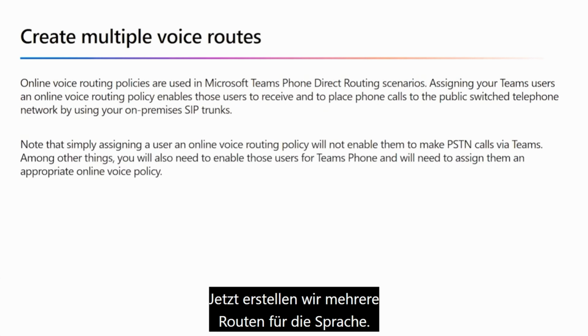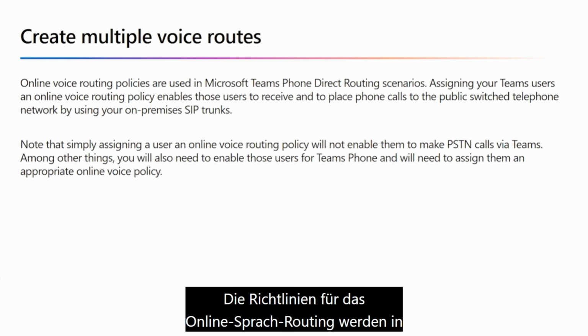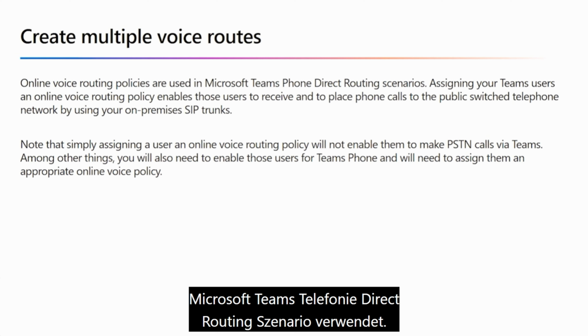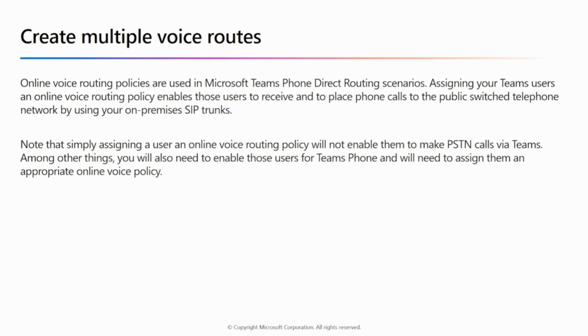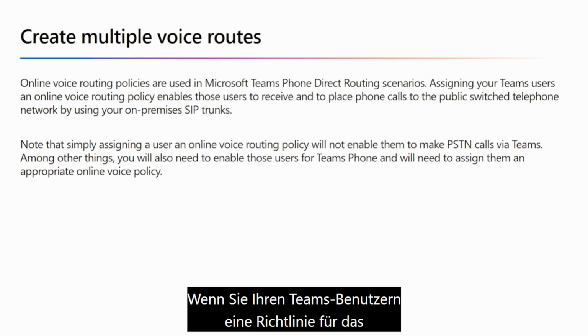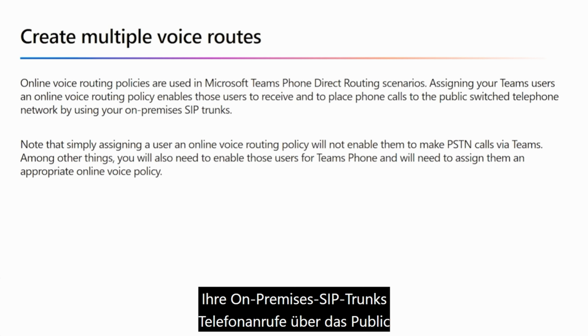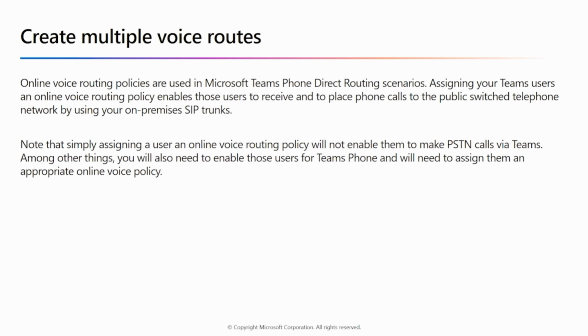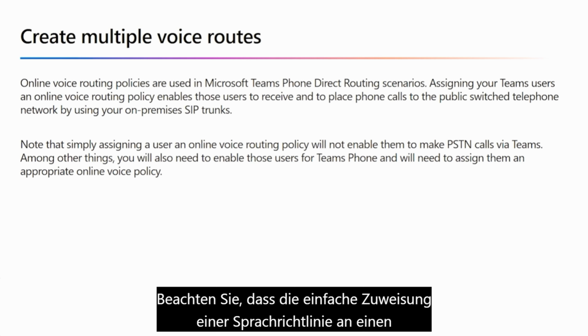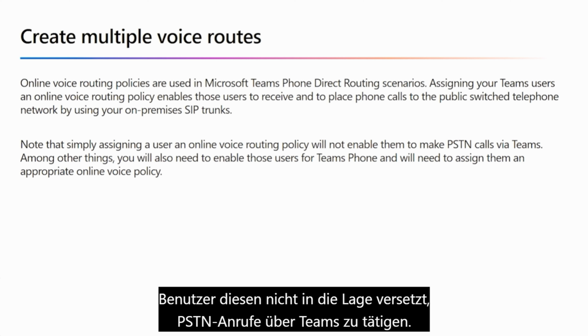Now, we will create multiple voice routes. Online voice routing policies are used in Microsoft Teams Phone Direct Routing scenarios. Assigning your Teams user an online voice routing policy enables those users to receive and place phone calls to the public switched telephone network by using your own premises SIP trunk. Note that simply assigning a user an online voice routing policy will not enable them to make PSTN calls via Teams.